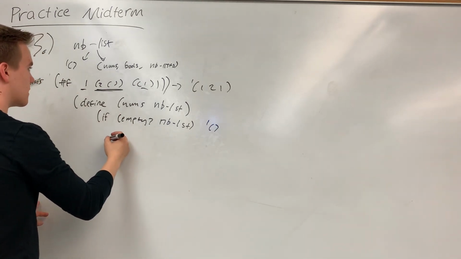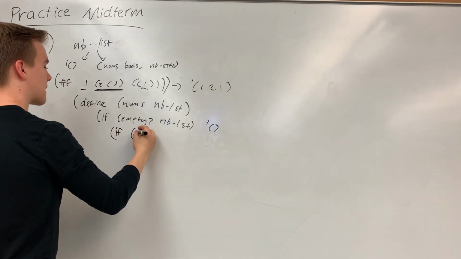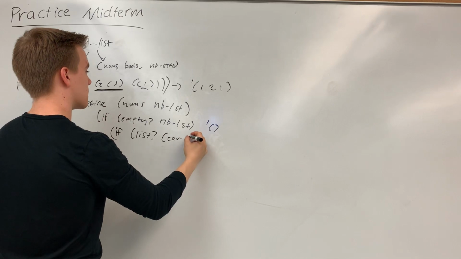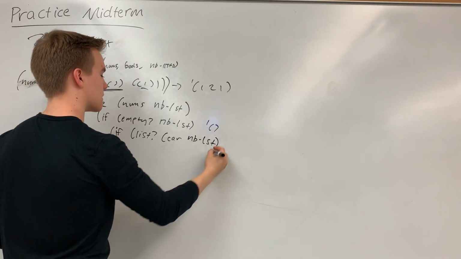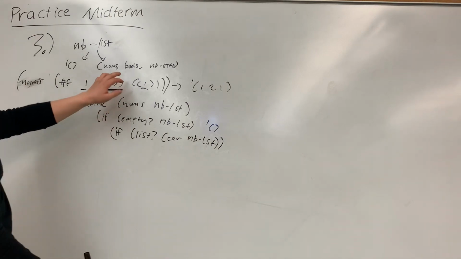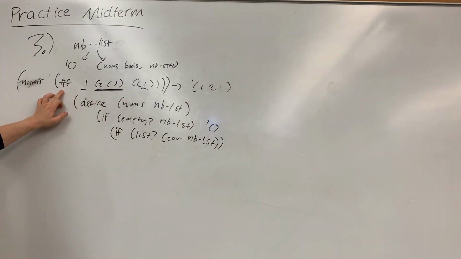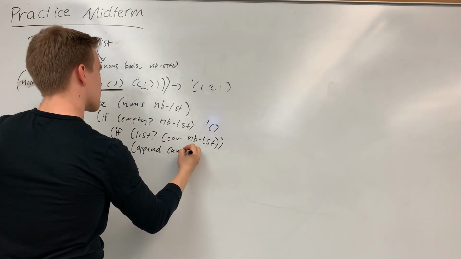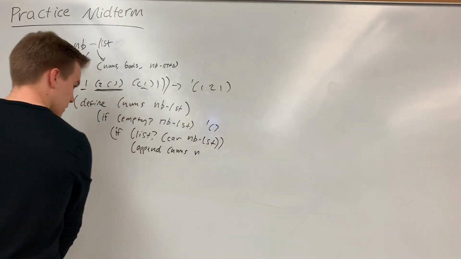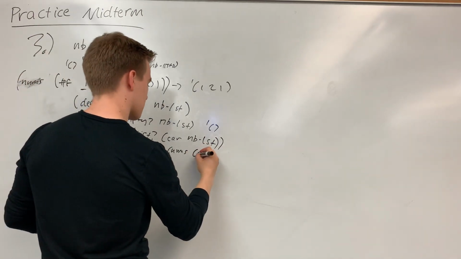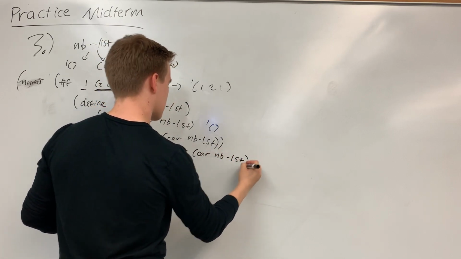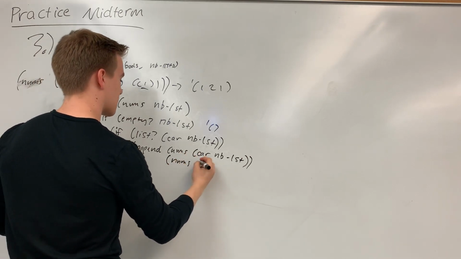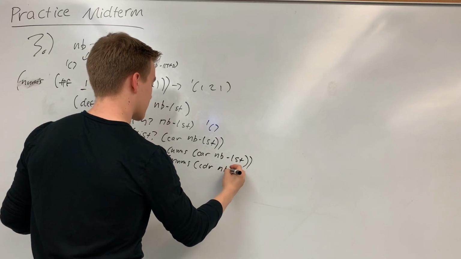So I can say something like, if list? car NB list. So if the car of my NB list, like this guy, is a list, then I'm going to say append nums on the car of NB LST, append nums on the car to the recursive call, which in this case is just going to be nums on the cdr of NB LST.